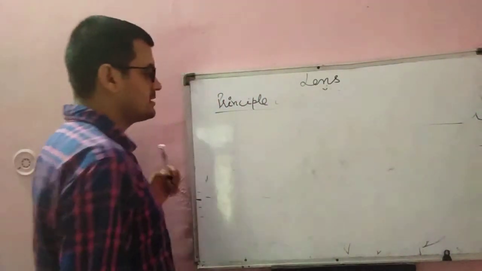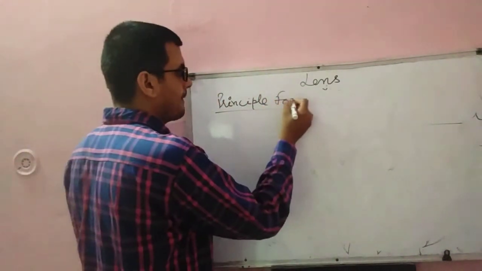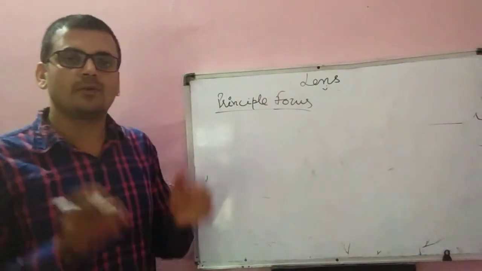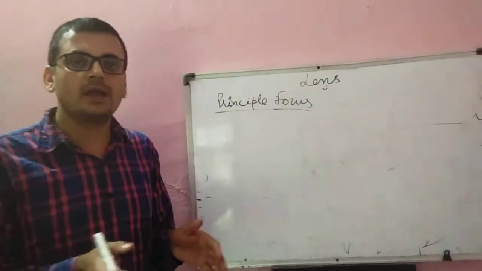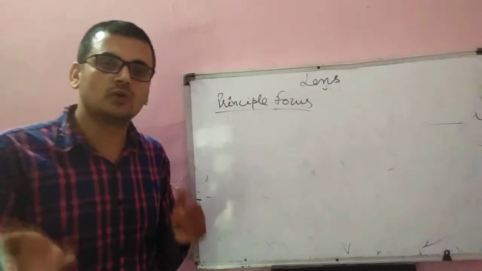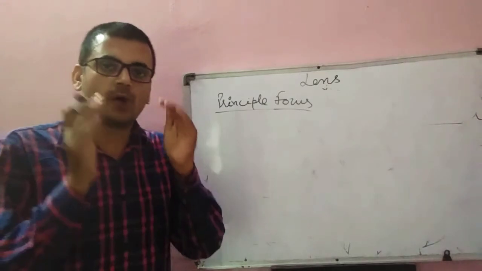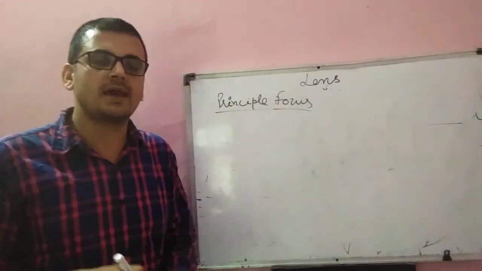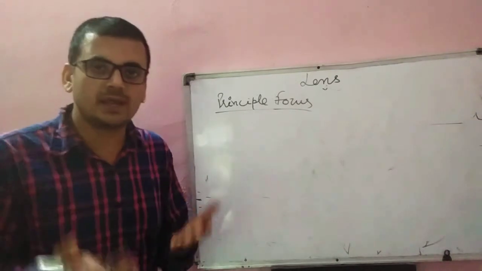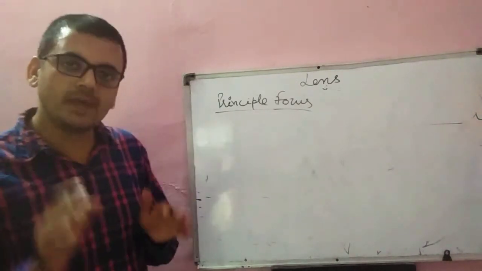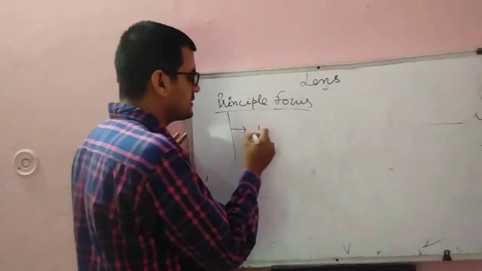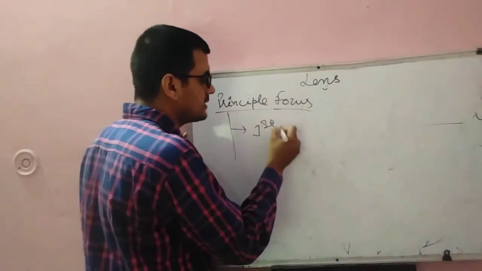What is principal focus? It is the point on the principal axis where rays of light, after the refraction, meet or appear to meet. So we have two types of principal focus. First one is called first principal focus.